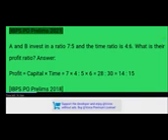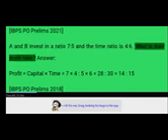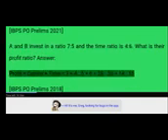IBPS PO Prelims 2021. A and B invest in a ratio 7 : 5 and the time ratio is 4 : 6. What is their profit ratio? Answer: Profit is proportional to capital times time equals 7 times 4 : 5 times 6 equals 28 : 30 equals 14 : 15.